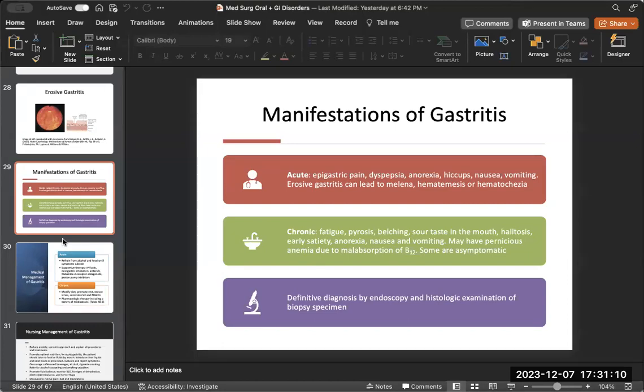Also nausea and vomiting, but because this is chronic inflammation of the stomach, we also have risk of anemia, pernicious anemia, which is basically malabsorption of vitamin B12. So it can cause absorption issues. Okay. It could even be asymptomatic chronic. So that's why we always need to do good assessments. And how would we see if they have gastritis? Well, we can do an endoscopy, or we can get like a tissue sample by a biopsy.